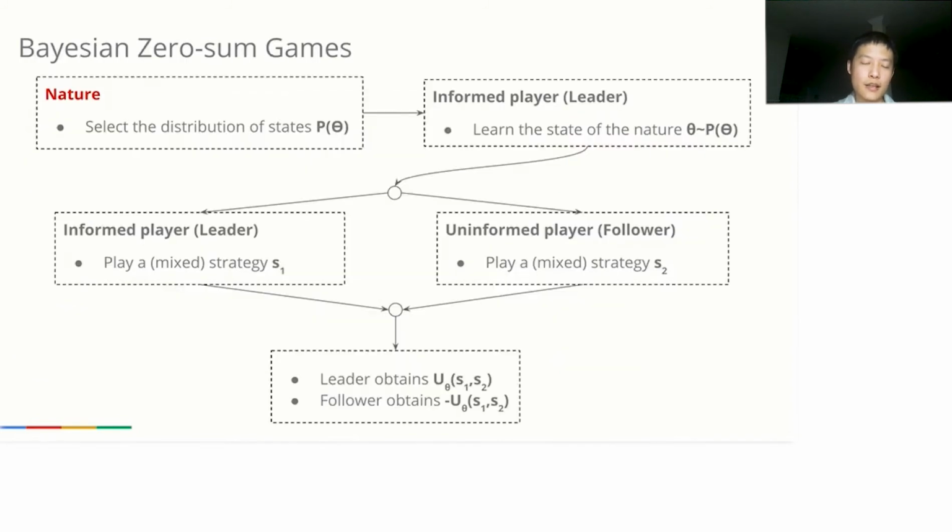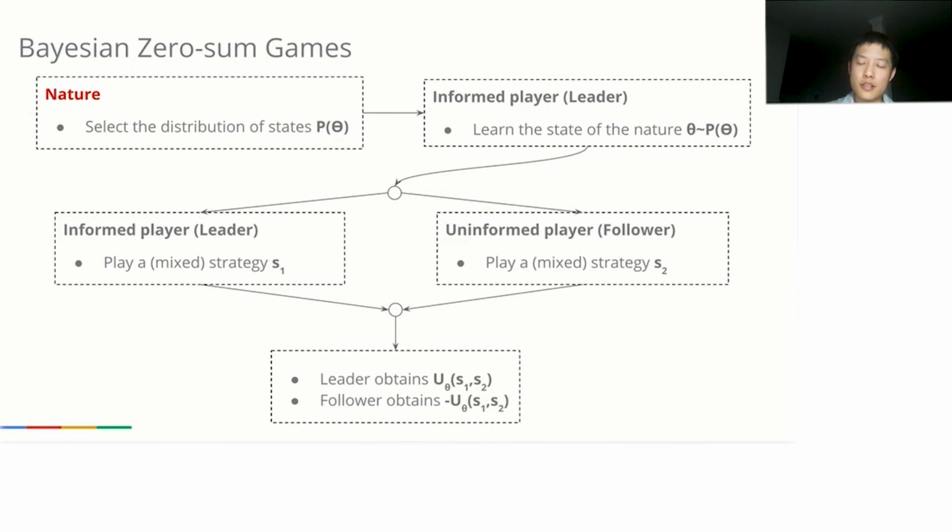Before that, let me introduce some notation and game theory basics. The base game we consider is the Bayesian zero-sum game. In a Bayesian zero-sum game, first of all, the distribution of the states is chosen by nature. The distribution is denoted by P. Then we have 2 players, the informed player, also known as the leader, and the uninformed player, also known as the follower. The informed player can learn the state of nature, while the uninformed player does not know the true state of nature.